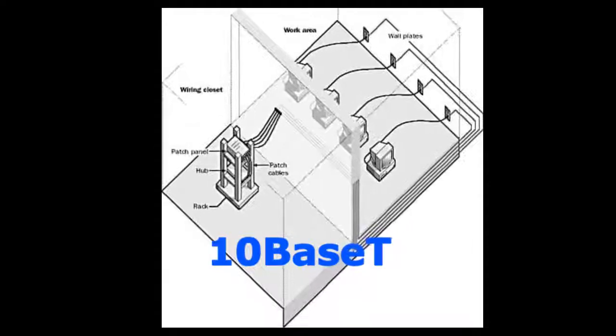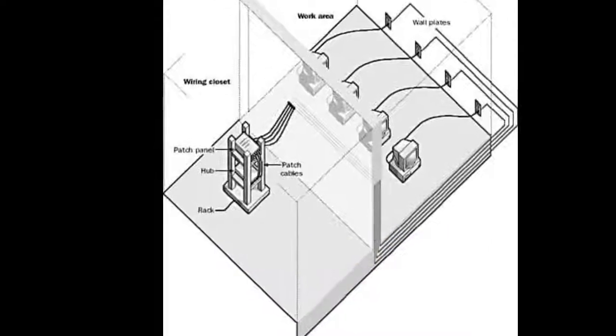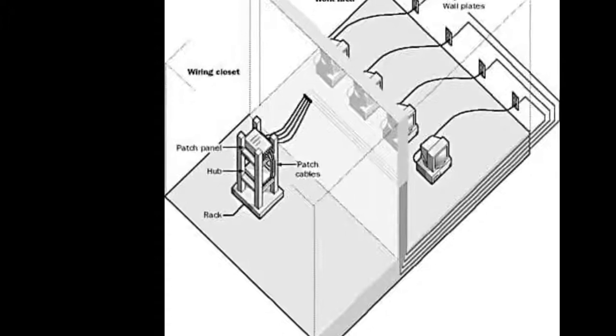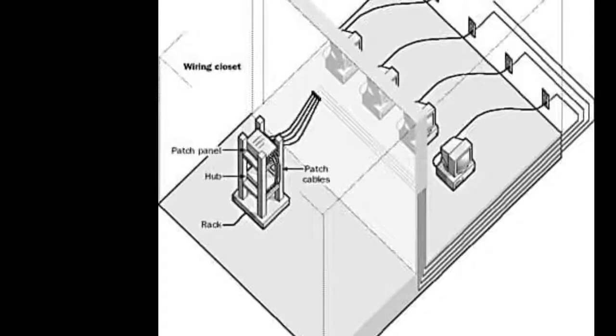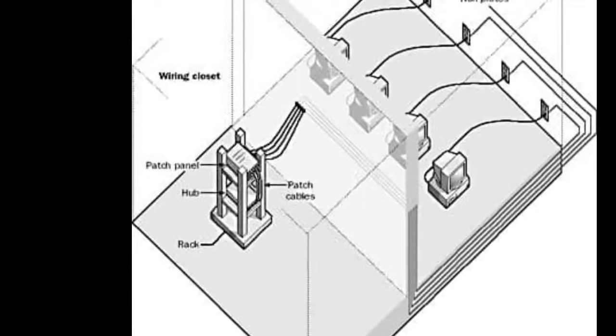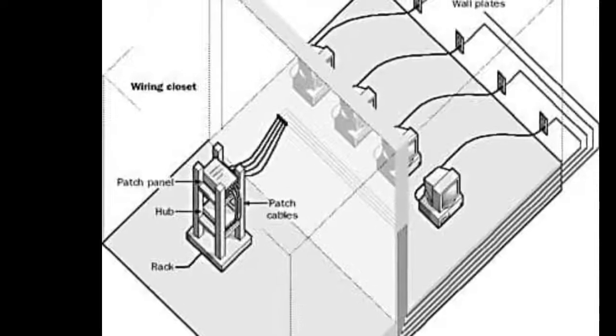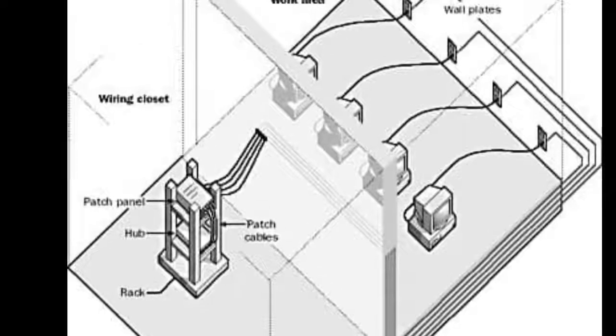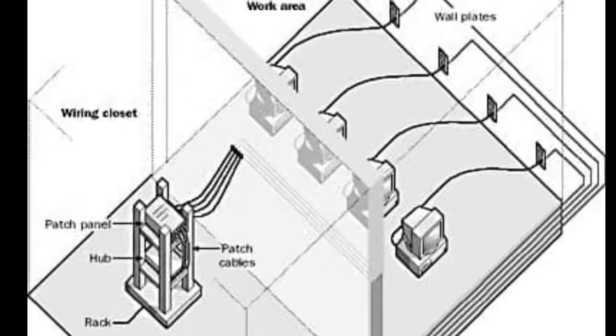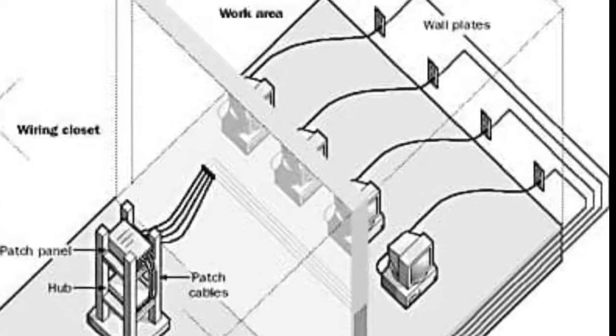10BaseT. 10BaseT was a type of standard for implementing Ethernet networks, using unshielded twisted pair cabling for connecting stations, and using hubs to form a network.